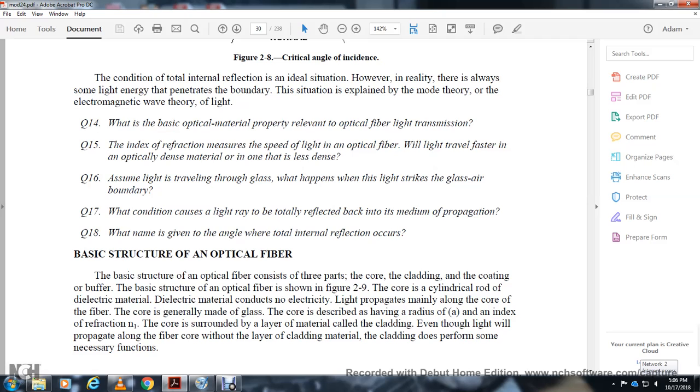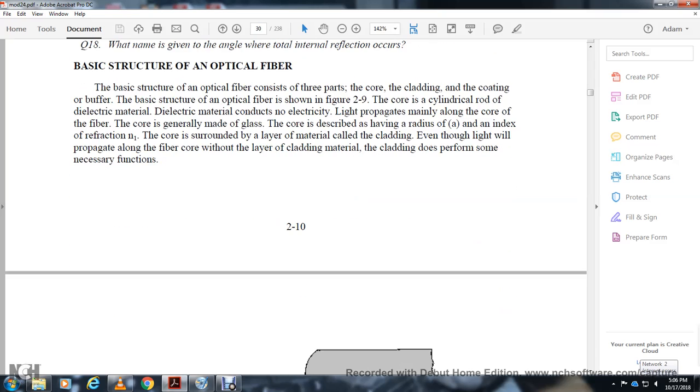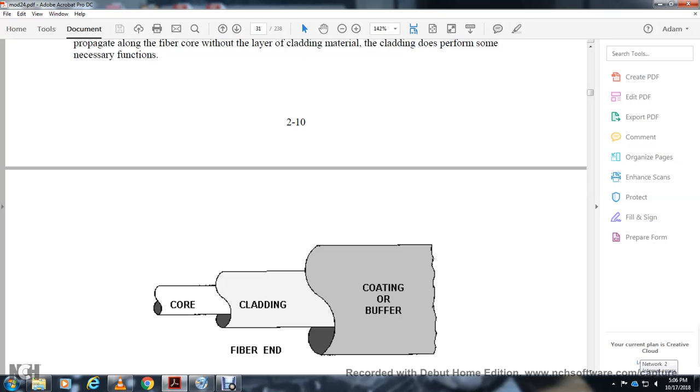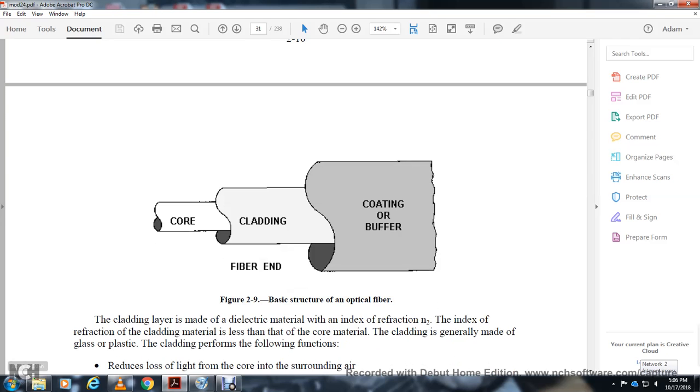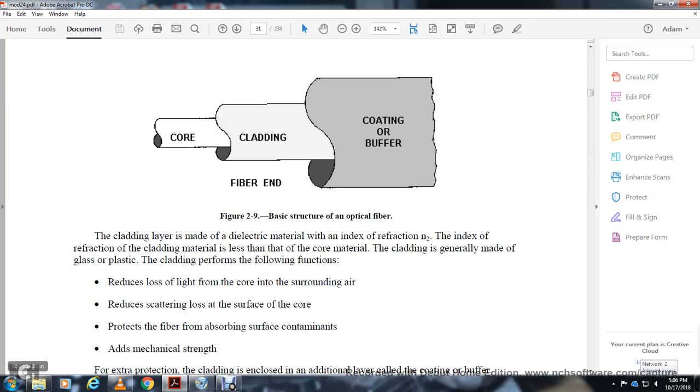The core is surrounded by a layer of material called the cladding. Even though light propagates mainly along the fiber core, the cladding performs necessary functions. So you have your core, cladding, and the coating or buffer. The cladding is a dielectric material with index of refraction n2, which is lower than the index of refraction of the core material. The cladding is generally made of glass or plastic.